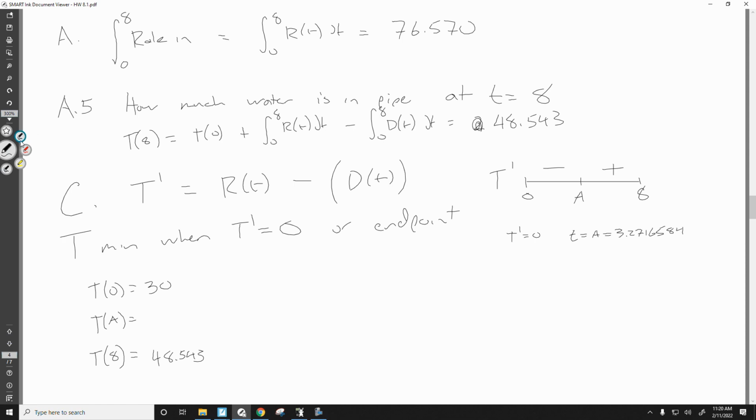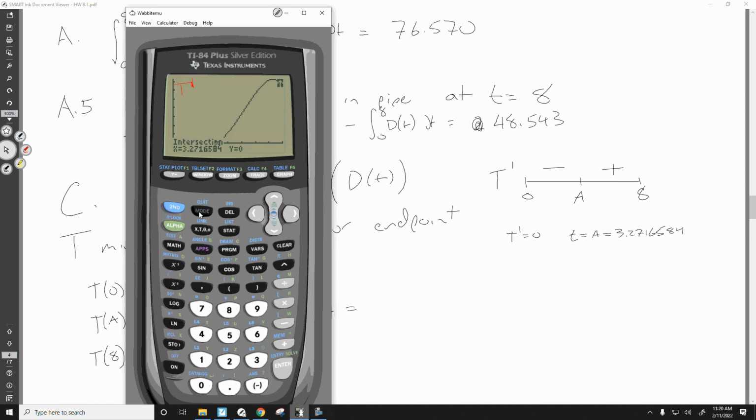And are you writing down what you should write down so that you don't have a naked answer? Well, if you are, you're writing down either T of 0 plus accumulation from 0 to A of R minus accumulation from 0 to A of D. You already used it. You got X, you store it as A. There's that 3.27165845.